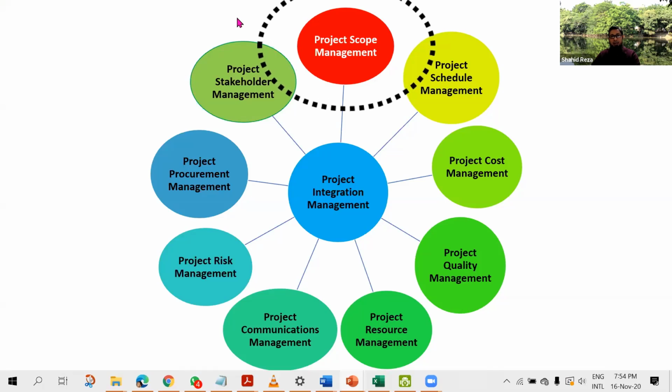And as I mentioned earlier, we will follow the sequence now. After scope management, we will see schedule management, then cost management, and then quality management. All right.